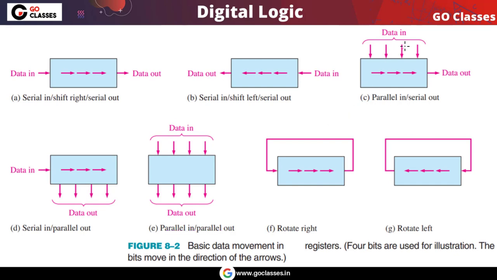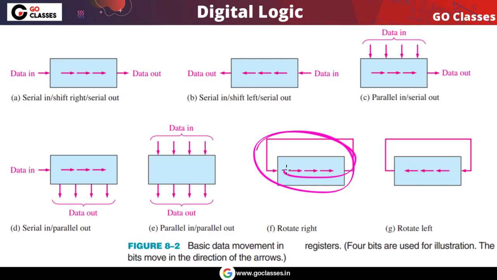Another type of register is this, where the data is stored in parallel, but we read the data in a serial manner. Similarly, this is another type of register where the data is stored in a serial manner, but we can read the data in parallel. This is called serial in parallel out.